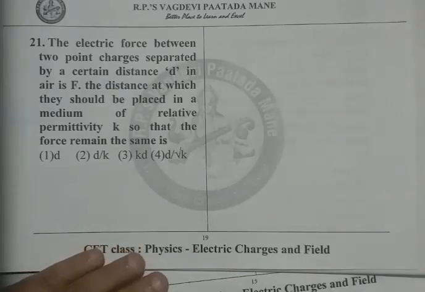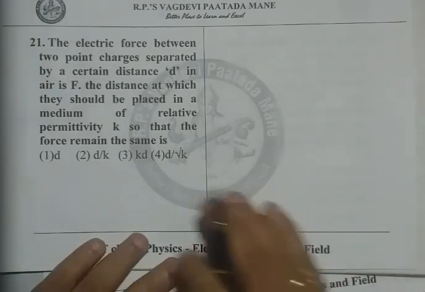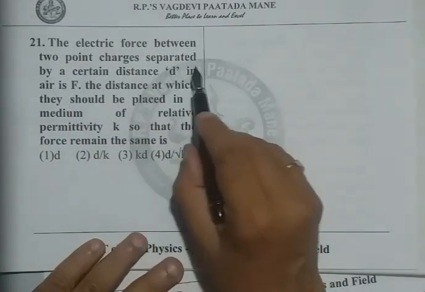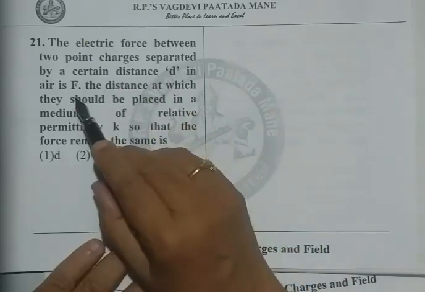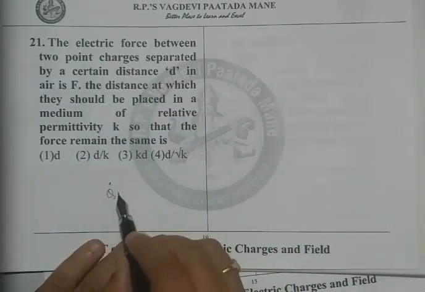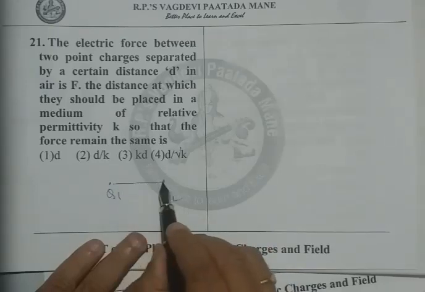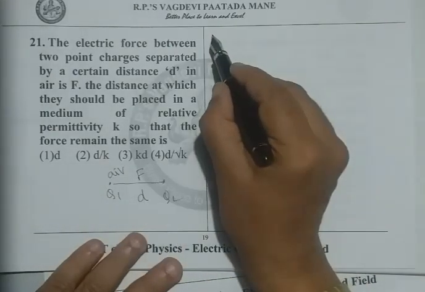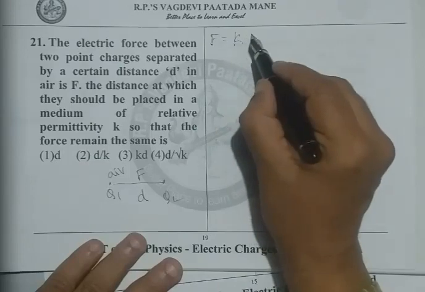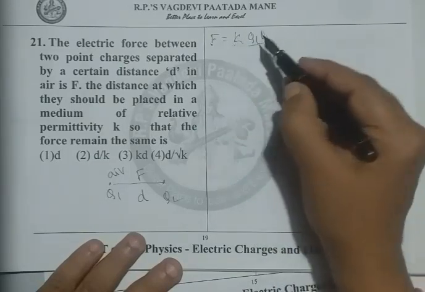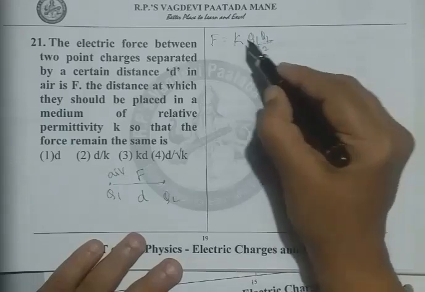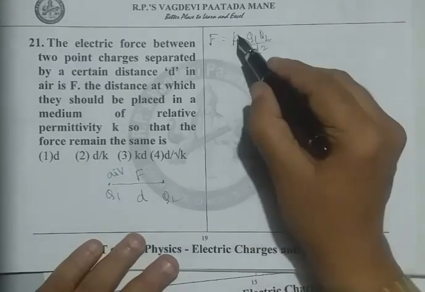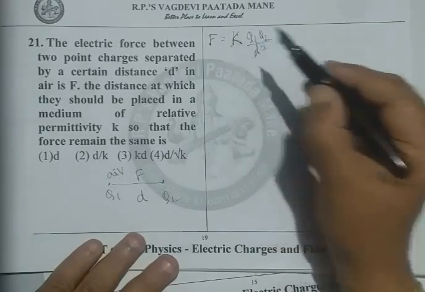Now, the 21st question will tell us something about effective distance. We read, the electric force between two point charges separated by distance D in air is F. Say, if I have Q1 here, Q2 here with separation D, the force is F in the air. What I can write is F equals K Q1 Q2 by D square. Now, remember, this is capital K, the proportionality constant.